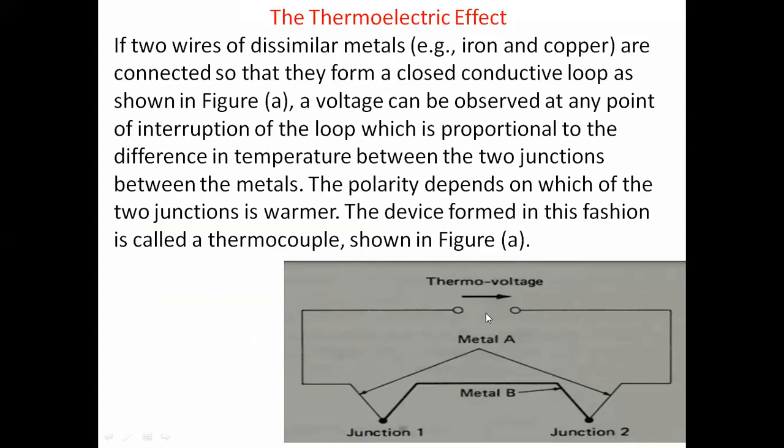So here also we have junction 1 and junction 2. The difference of these two junctions is the temperature. Here we can use one temperature, and here we can use another temperature. From the difference of these two temperatures, we can get the output voltage.